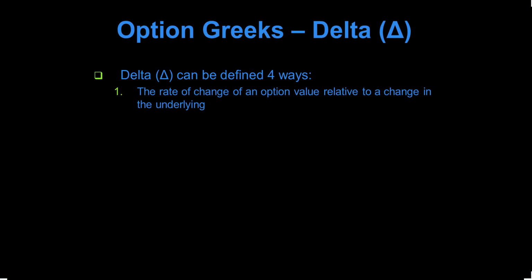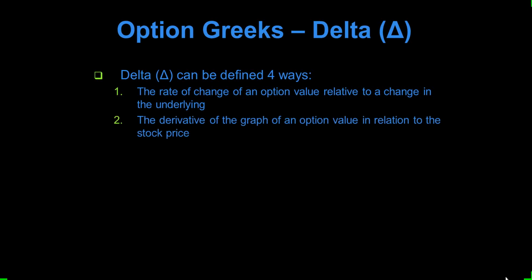A lot of people don't really think about it that way, but it can be. The first way is the rate of change of an option value relative to a change in the underlying. That's probably the most common way that most people look at Delta. They just say, okay, I got a 50 Delta, so if the stock moves up $1, I'm going to make 50 cents on my option contract, or vice versa.